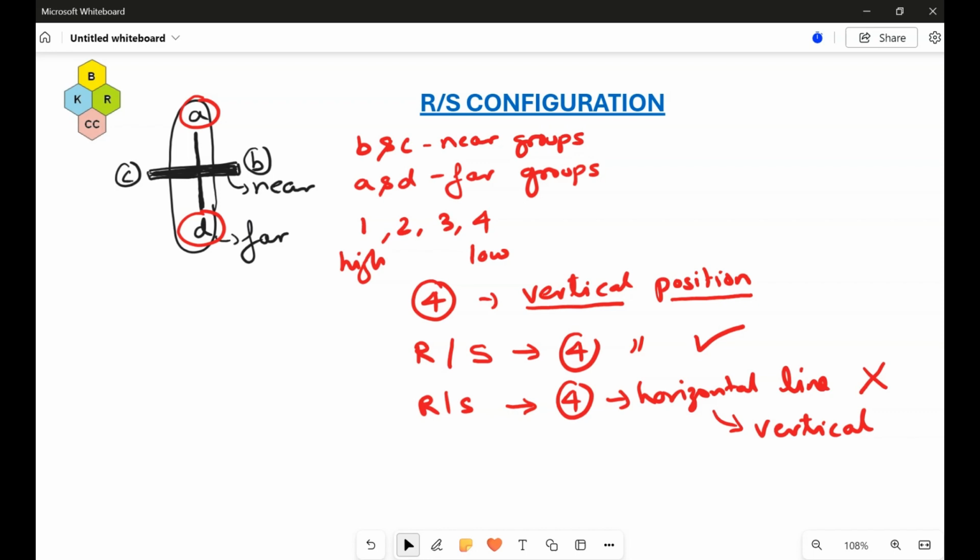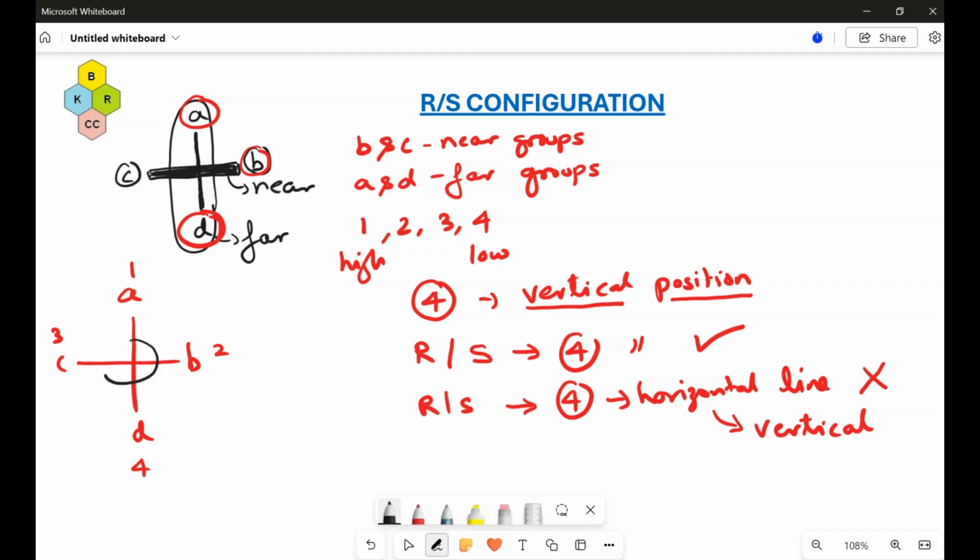So what you do, whether your least priority is in vertical position or horizontal position, you assign the priority. If I say that I have A, B, C, D, and A is first priority, B is second priority, C is third priority, D is fourth priority, I'm drawing a semicircle from 1 to 2 to 3. It is traversing a clockwise rotation, therefore it has R configuration. And since the least priority group 4 is in the vertical position, the assigned configuration is correct.